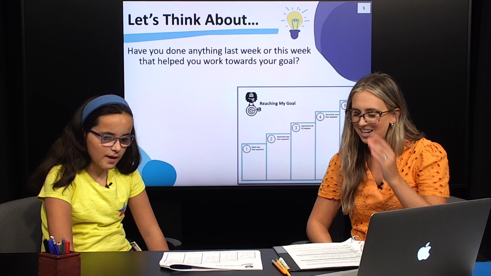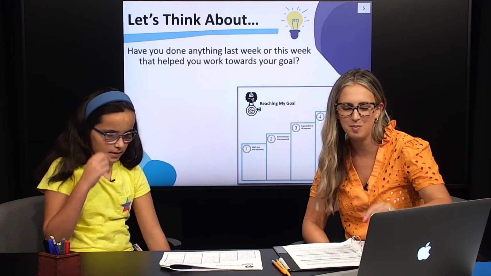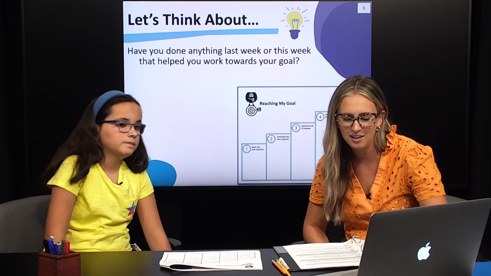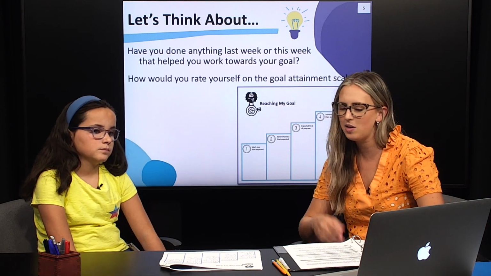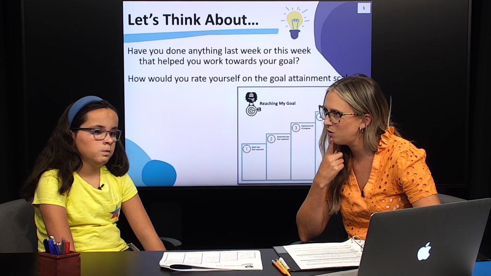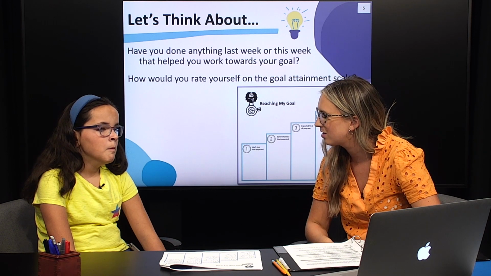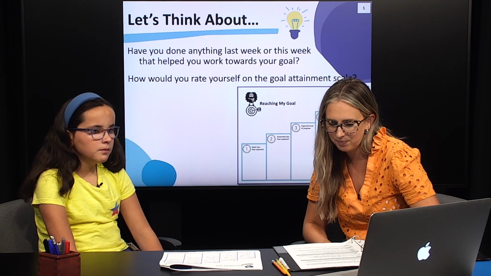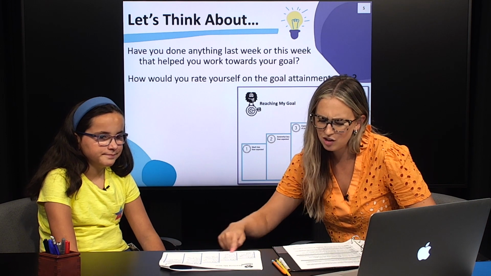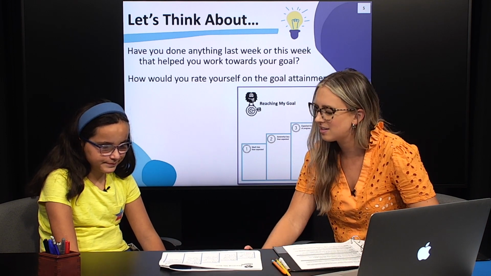I read chapter books by reading one chapter every day after school and on the weekends in my room. That's awesome, fantastic. So you've been reading those chapter books on your own. That's really good. And so I want you to think about what you've been doing. So you said you've been reading chapter books each day. How would you rate yourself on the goal attainment scale?